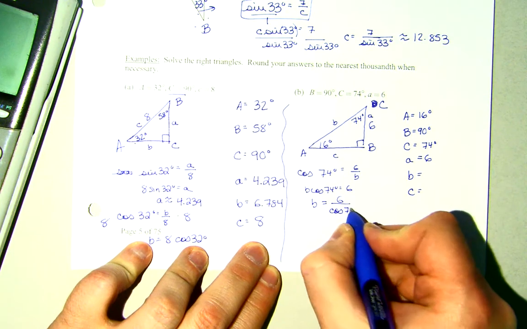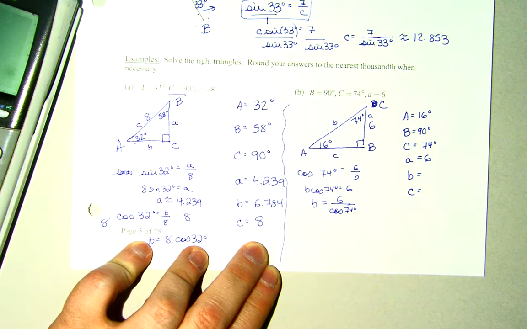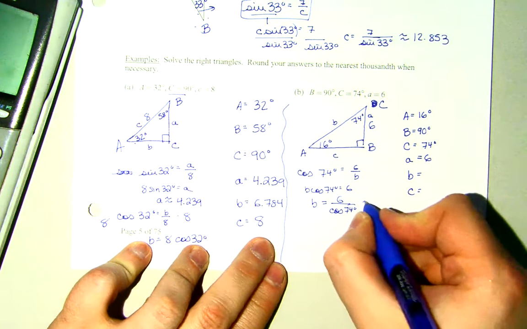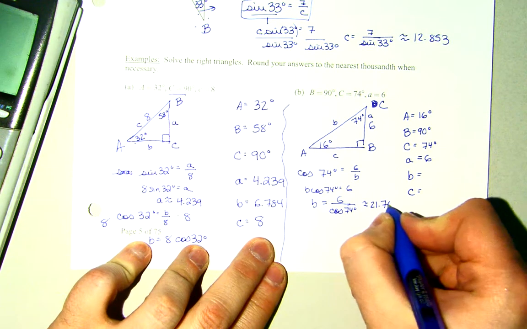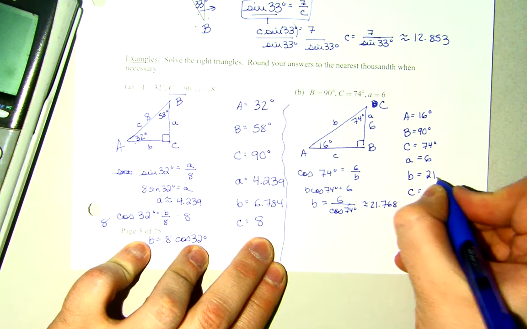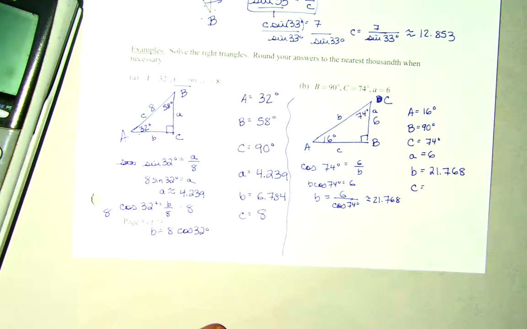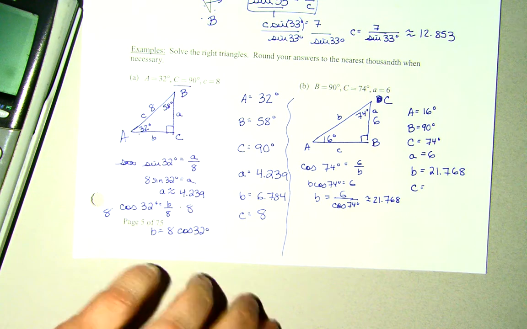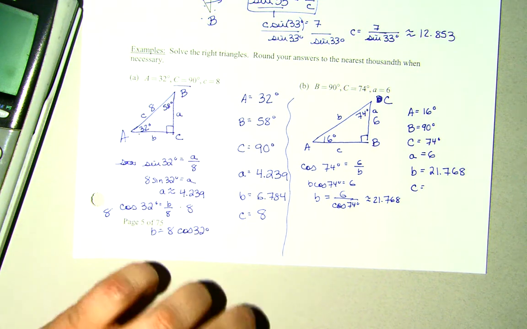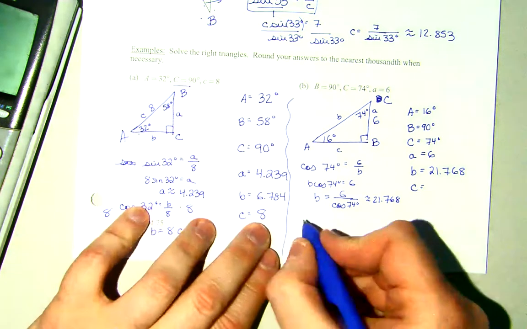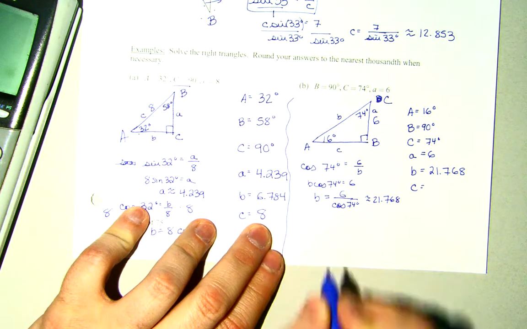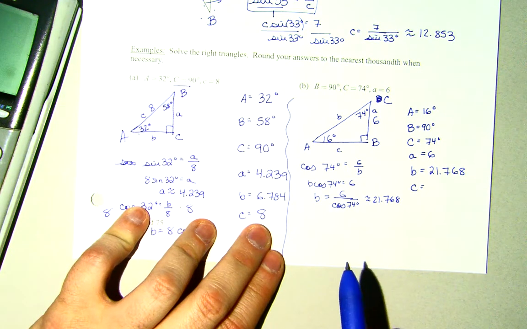6 divided by the cosine of 74 degrees, which is 21.768. Michael, how about little c? How did you do little c? I used the 74. Okay. And then I did the, I did the same thing.